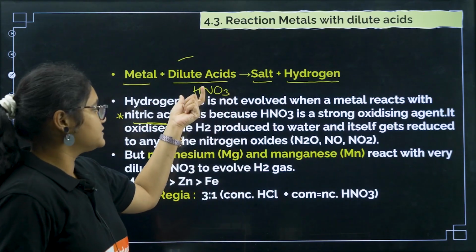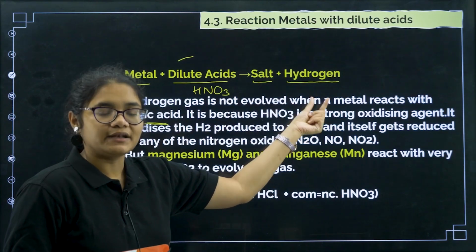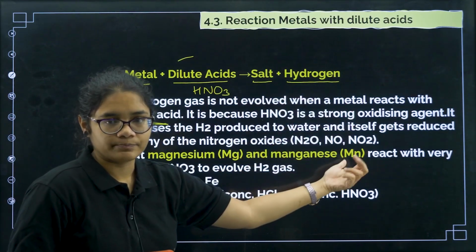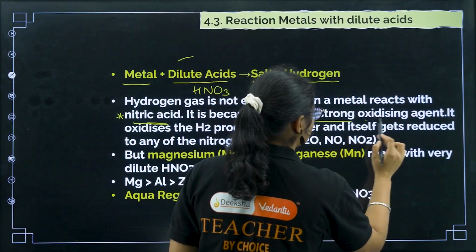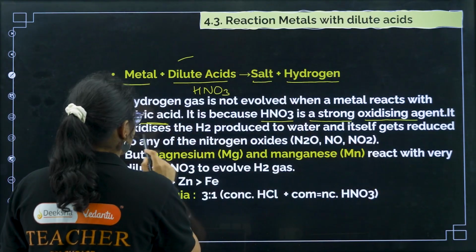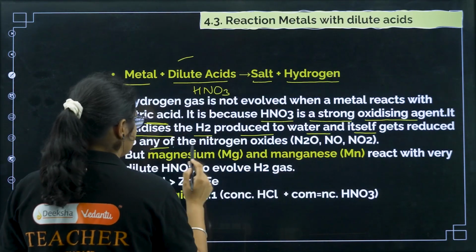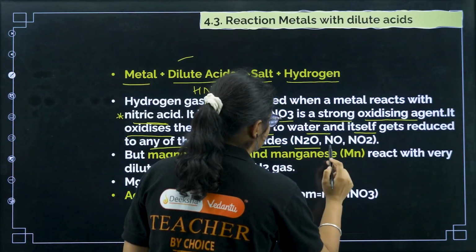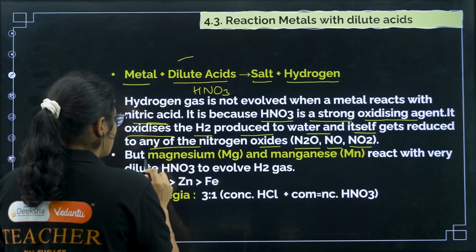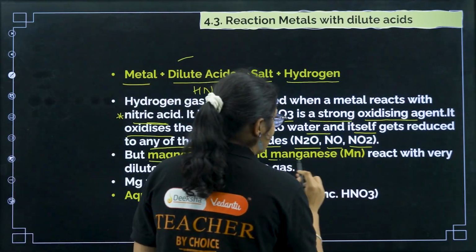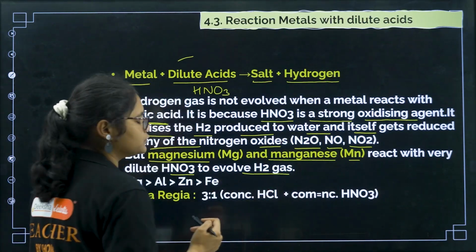Because nitric acid is a very good oxidizing agent. So whatever H2 is produced, that H2 is oxidized to water. HNO3 is a strong oxidizing agent. It oxidizes the H2 produced to water and itself gets reduced to any of the nitrogen oxides like N2O, NO or NO2. Next, magnesium Mg and manganese Mn react with very dilute HNO3 to evolve H2 gas.